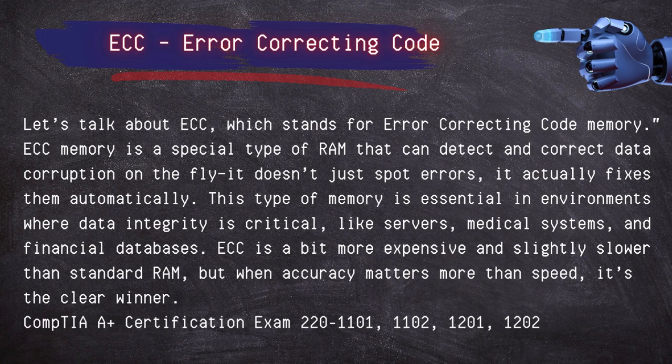ECC, or error correcting code. Now, this is a special type of memory that can detect and correct data corruption on the fly. It doesn't just spot errors, it actually fixes them automatically. This type of memory is essential in environments where data integrity is critical, like servers, medical systems, and financial databases.